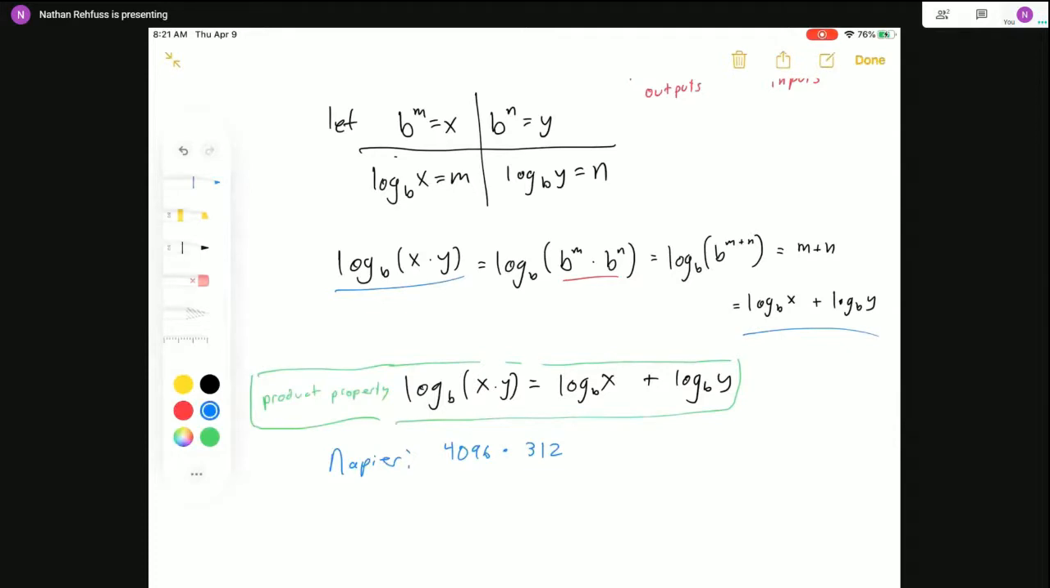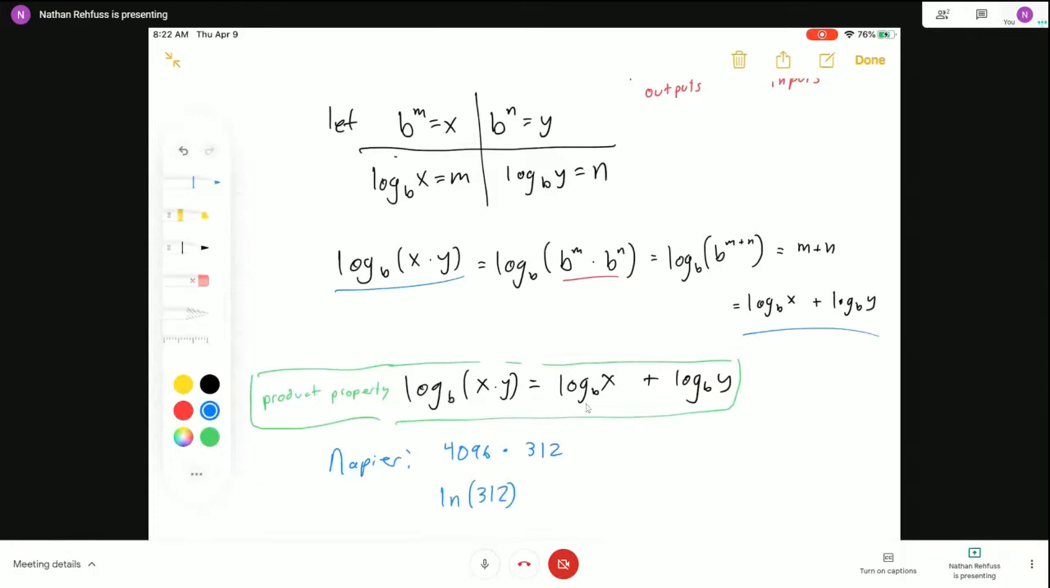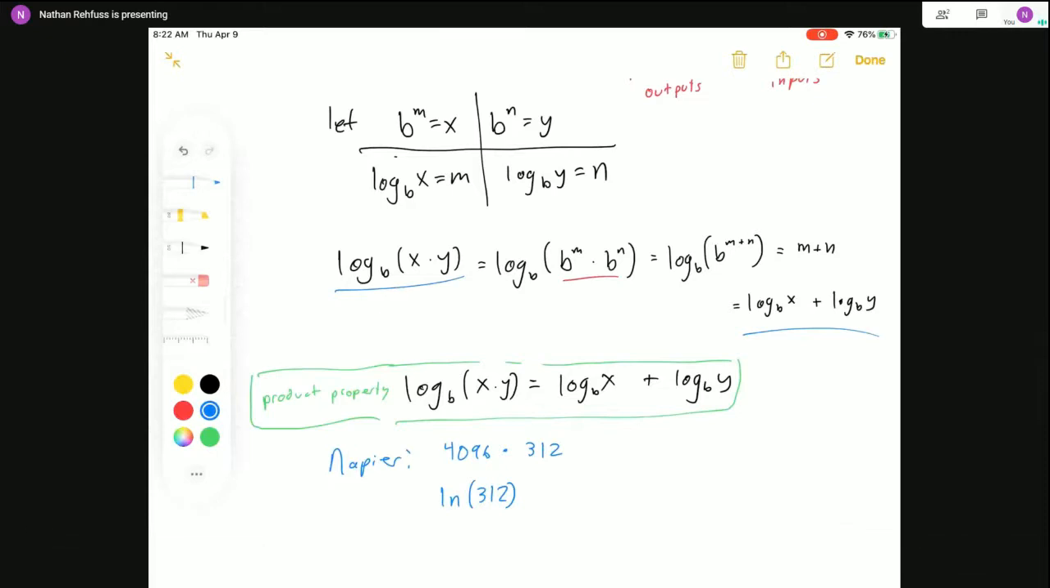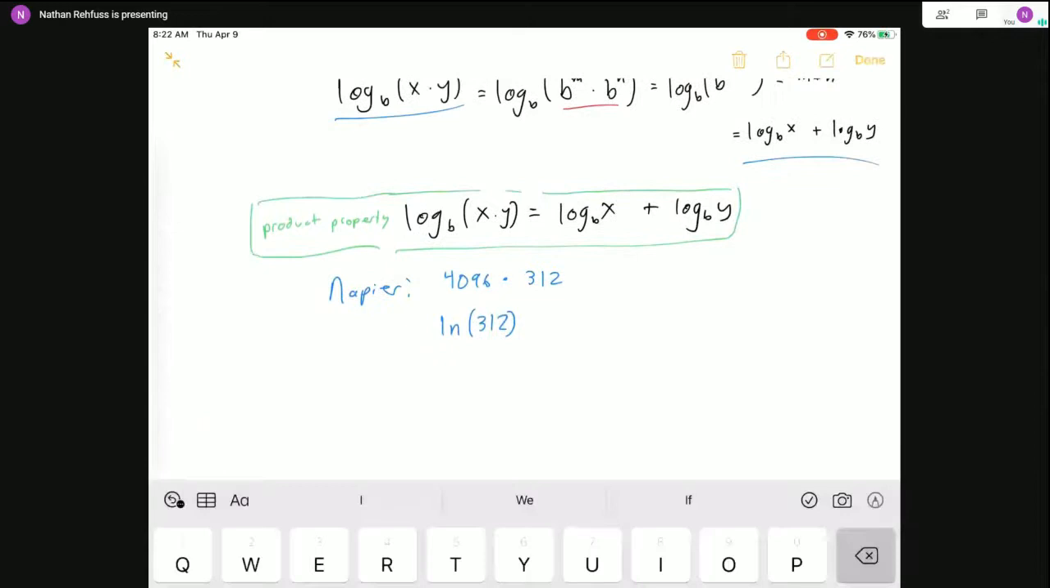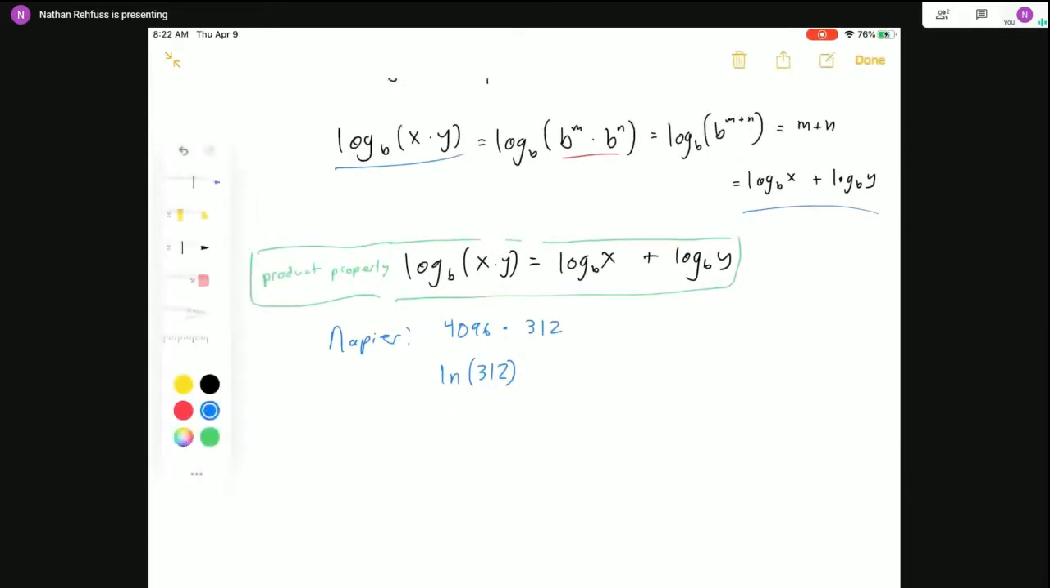312. I'm going to do a natural logarithm. I don't know which base he used originally, but I would look in my book and say the natural log of 312. Since b is the base here, this will work for any base as long as we keep the same base. So I'm going to use natural log since they're my favorite. The natural log of 312, Napier might find out that that was 5.743. And then he would go back into his book and ask what's the natural log of 4,096.